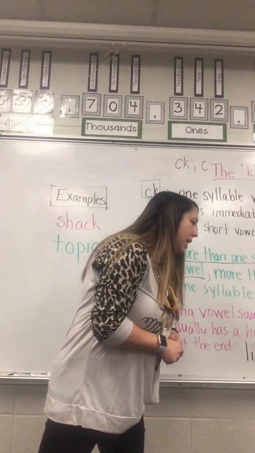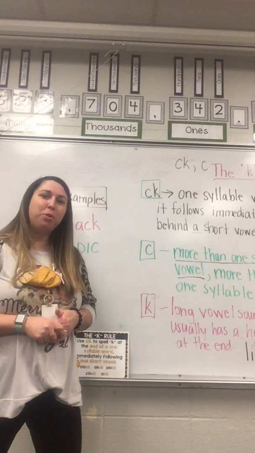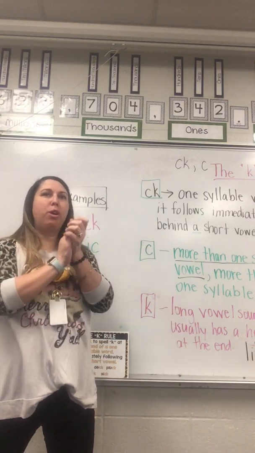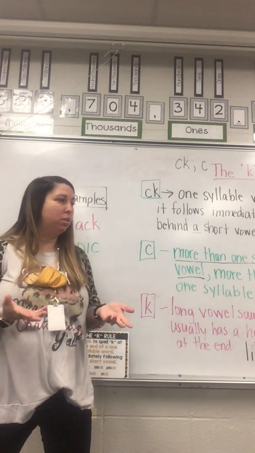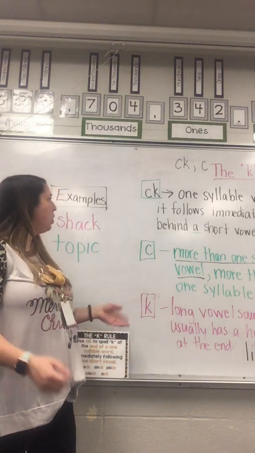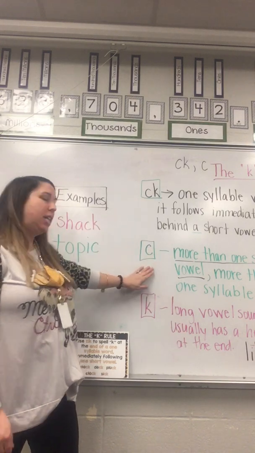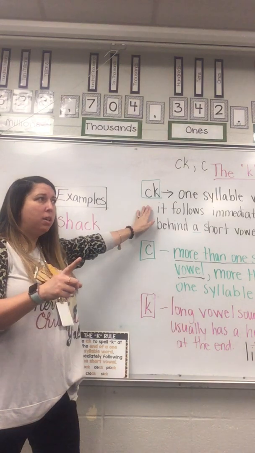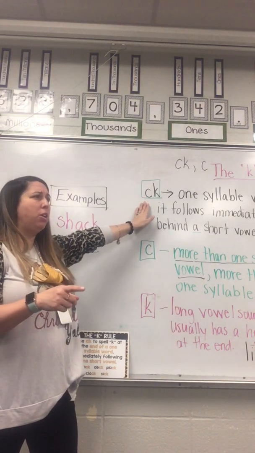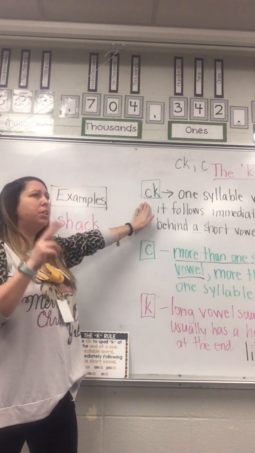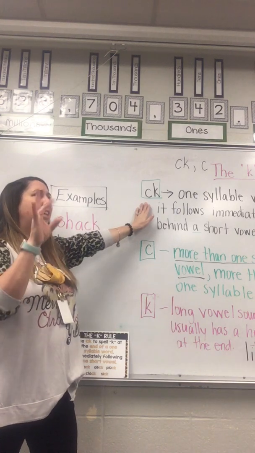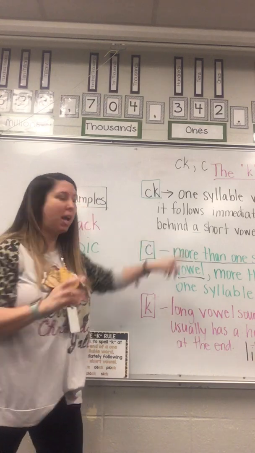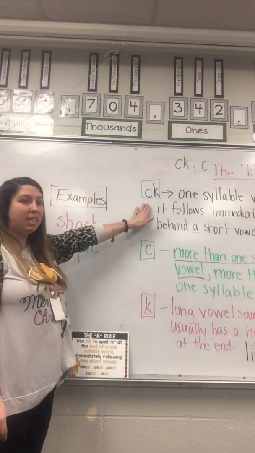All right, my next one is brick. Brick. Okay, let's clap that word. Brick. How many syllables? Just 1. So would that follow my CK rule or C? If you said CK, you're right because it's a one syllable word. But let's make sure it has a short vowel. So I'm going to go b, r, i, k. Yeah, short vowel, and it has a k sound behind it. So I'm going to use CK.